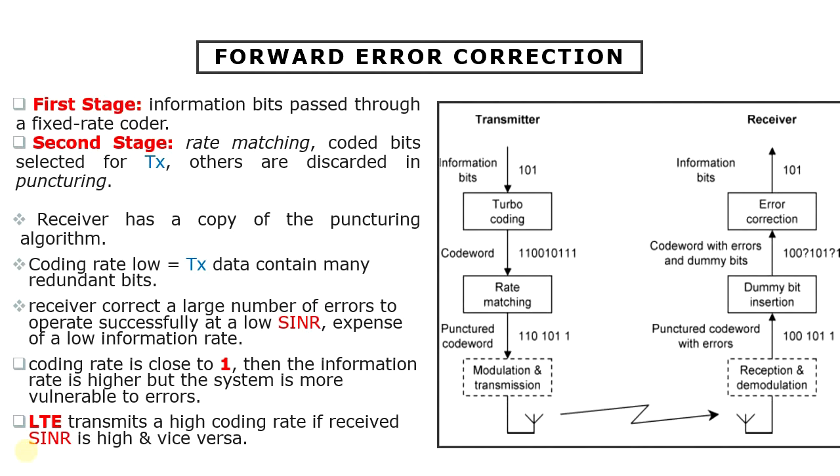Changes in the coding rate have a similar effect to changes in the modulation scheme. If the coding rate is low, then the transmitted data contain many redundant bits. This allows the receiver to correct a large number of errors and to operate successfully at a low SINR, but at the expense of a low information rate. If the coding rate is close to 1, then the information rate is higher but the system is more vulnerable to errors. LTE exploits this with a similar trade-off to the one we saw earlier, transmitting with a high coding rate if the received signal SINR is high and vice versa.